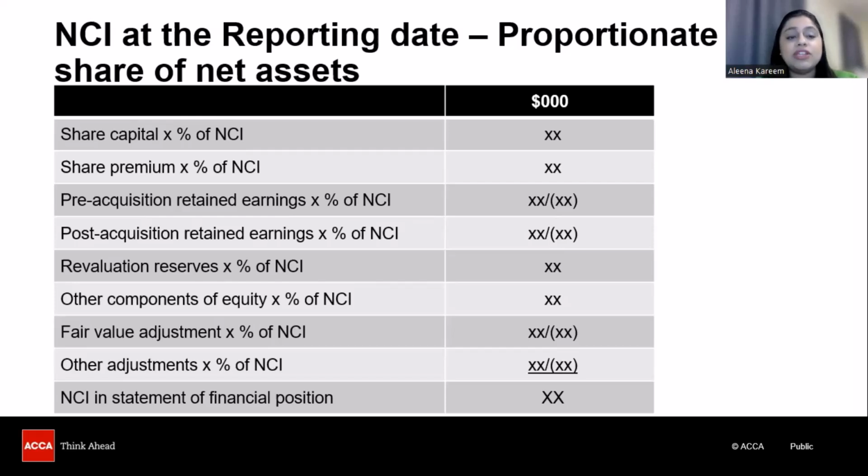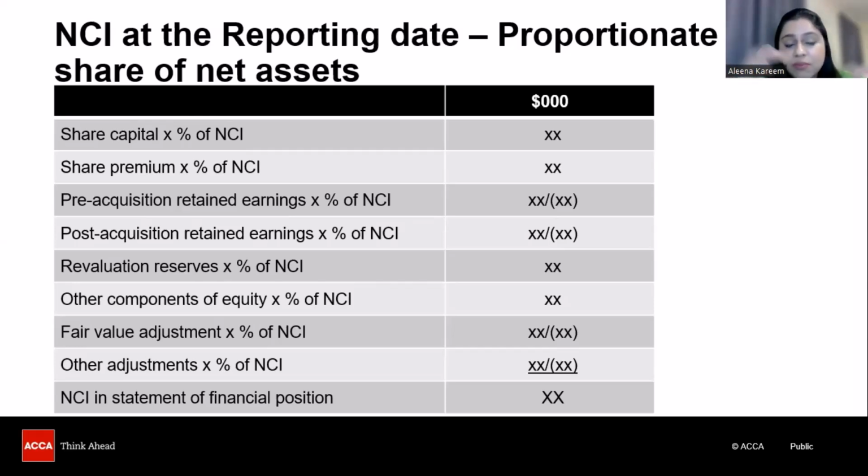So we take the share capital of the subsidiary company. Remember, this is only of the subsidiary company, share premium, because remember, NCI is only the portion in the subsidiary company. Parent is independent. So the parent company's shareholders have nothing to do with the NCI. Okay. So we take up the share capital, the share premium, pre-acquisition retained earnings, post-acquisition retained earnings, revaluation reserves, other components of equity, fair value adjustments, other adjustments, apply the percentage of NCI on them, and the final figure that we get is the NCI in the statement of financial position.